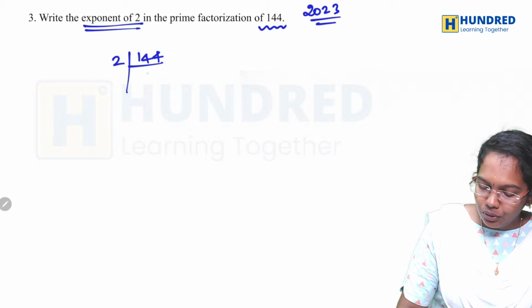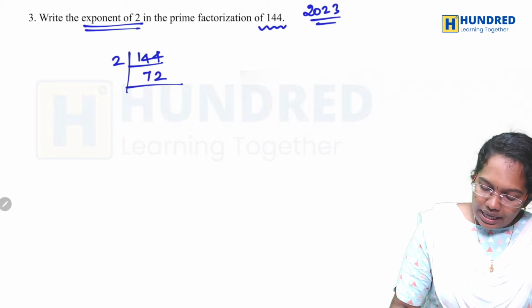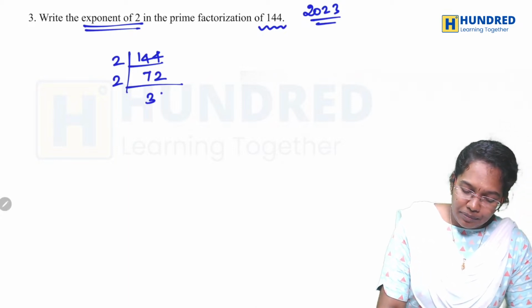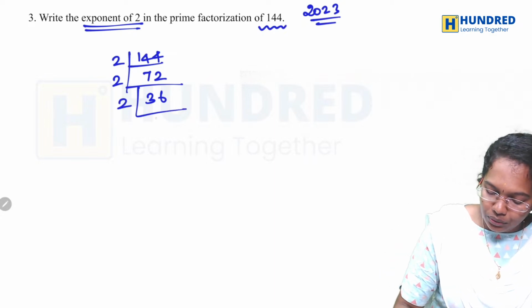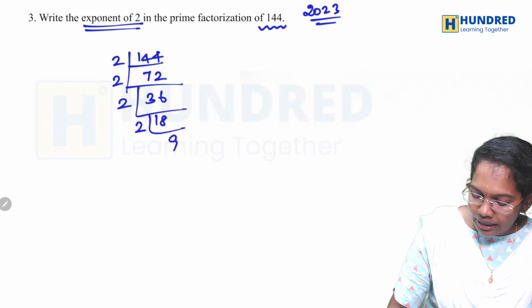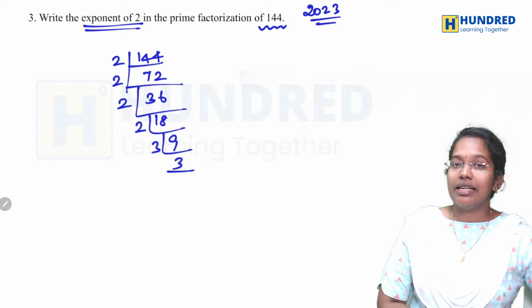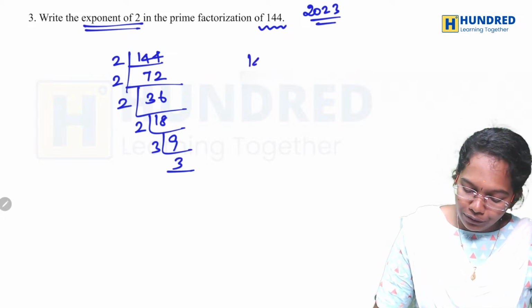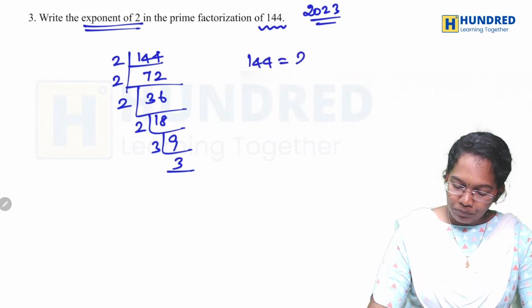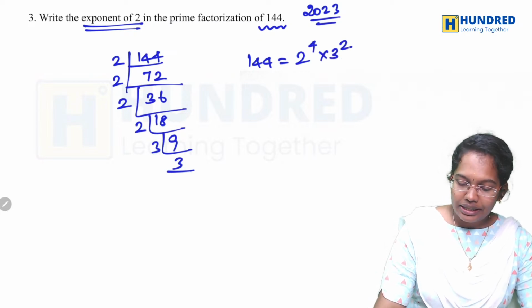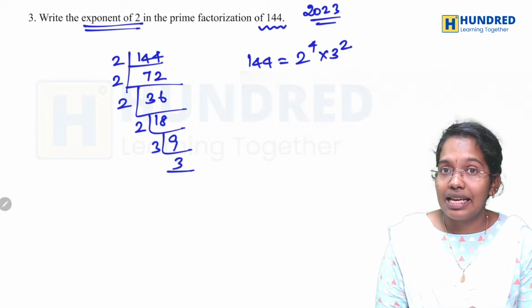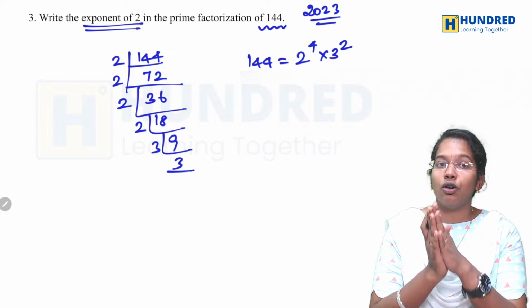So let's start with 2, then it will be 72, then 2 times it will be 36, then when you go with 2 it is 18, and then again 2, then it will be 3 and 3. Yes, right? So here 144 can be expressed as 2 power 4 into 3 square, right? So now they are asking us what is the exponent of 2.